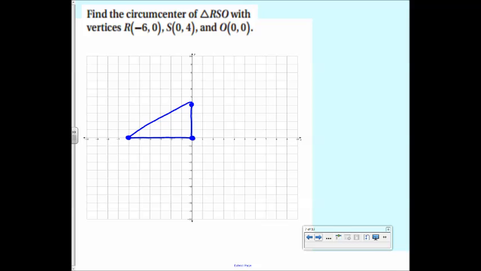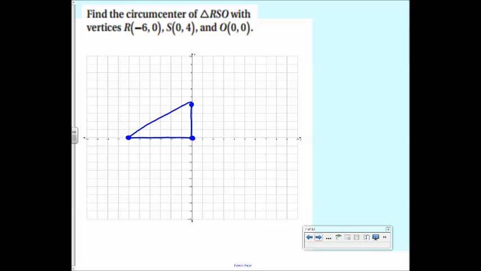Look back to your slides. On a right triangle, where is the circumcenter? Always on the hypotenuse? Just any old place on the hypotenuse? The midpoint of the hypotenuse. This is why it's easier to find a circumcenter on a right triangle, because you know it has to be the midpoint of the hypotenuse.